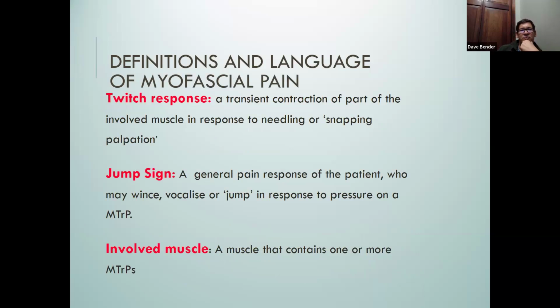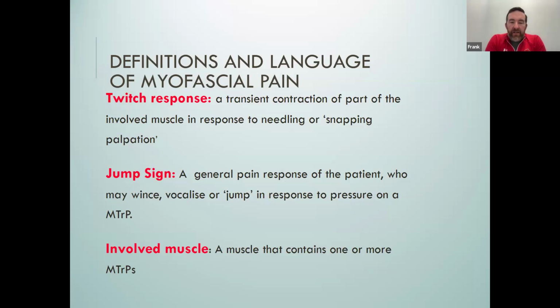Conditions and some general terms on myofascial pain. Twitch response is a transient contraction that is part of an involved muscle response to needling or a snapping palpation. Snapping palpation is when I go across my forearm and feel that tight band, my extensor carpi radialis brevis, for instance, coming across my finger. I strum across there and feel that muscle twitch because it's been sensitized. I'm going across what's probably a fairly active trigger point in that muscle from guarding, and it goes.